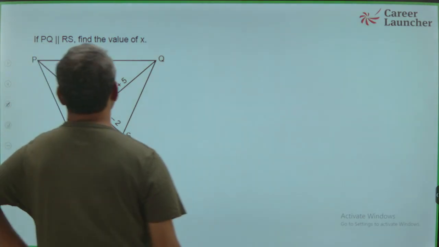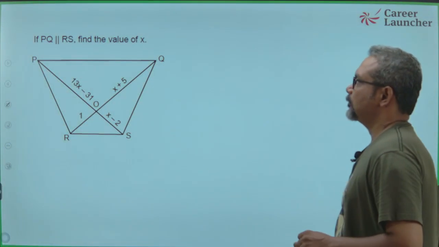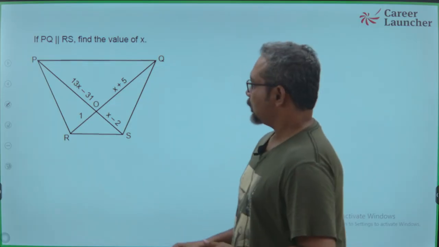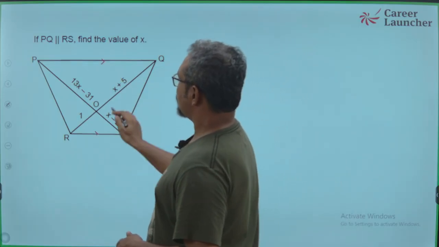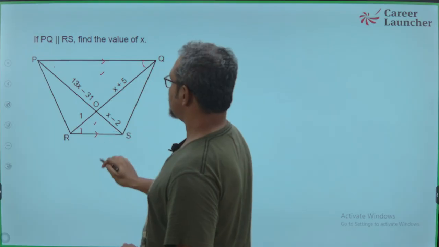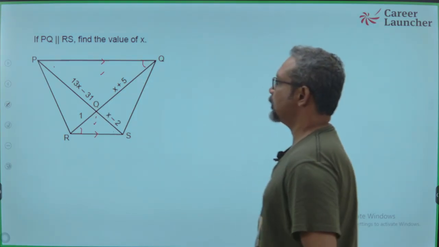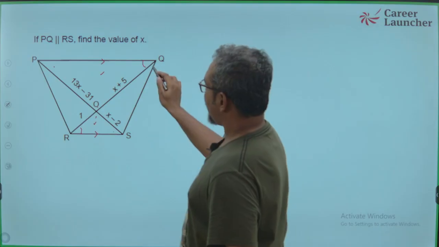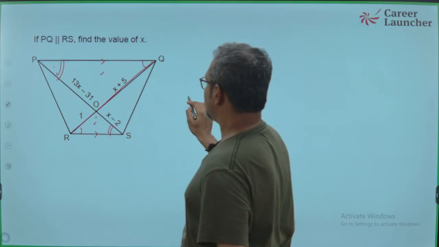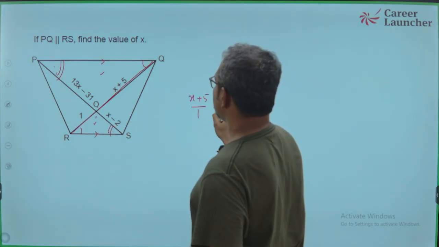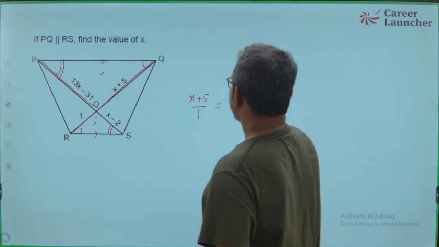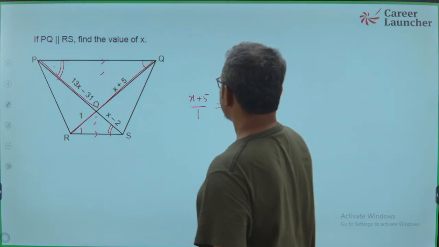So here they are saying PQ and RS are parallel. You have to find out the length x. The sides have been given in terms of x. Now as you see, this is parallel, so this triangle and this triangle are similar. This angle is equal to this angle, and these two angles are anyways equal, vertically opposite. So x plus 5 corresponds to 1. So the side ratio I am writing: x plus 5 by 1 is equal to 13x minus 31 divided by x minus 2.